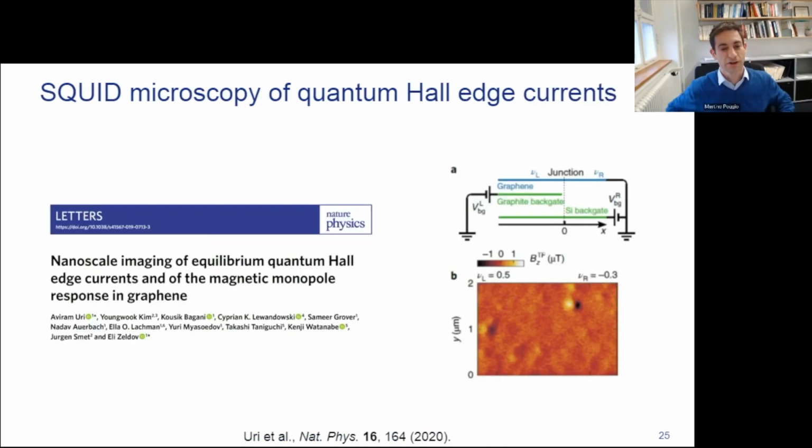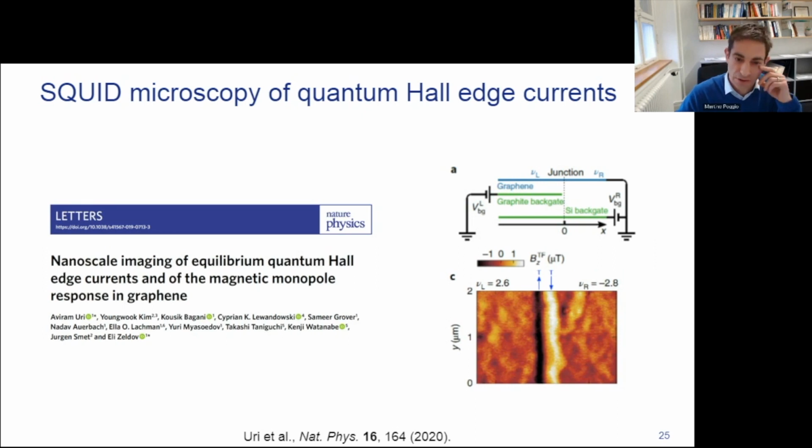Finally, I want to show you some beautiful experiments from the Zeldov group using these scanning SQUIDs on graphene, where you can really see the effect of the quantum Hall edge currents in graphene. These are some of the first images of quantum Hall edge currents, even though the quantum Hall effect has been around for so long. And what they can see is that as you change the density of the system, you can see topological channels of edge currents coming from the quantum Hall effect shown in this slide here.